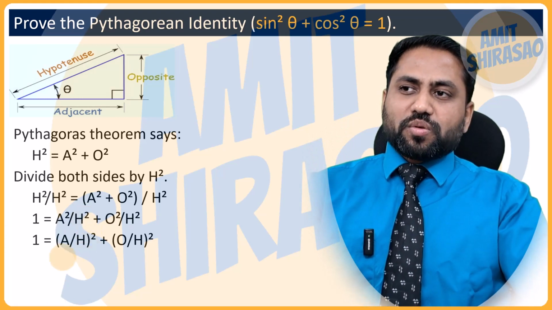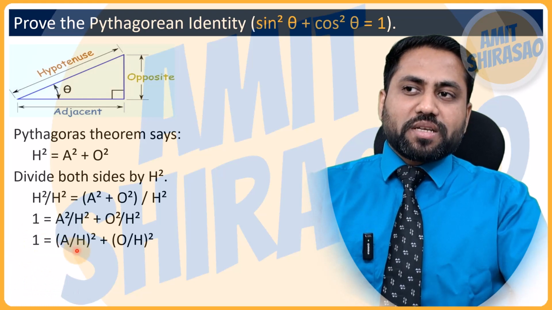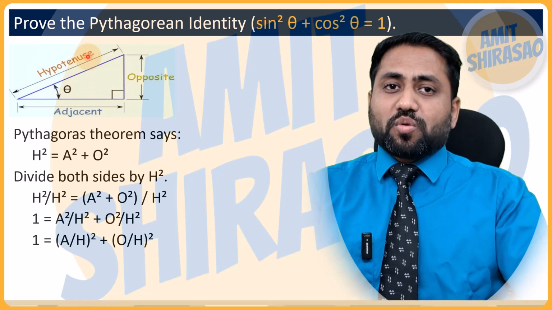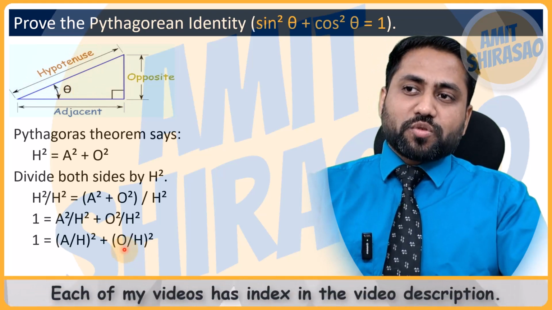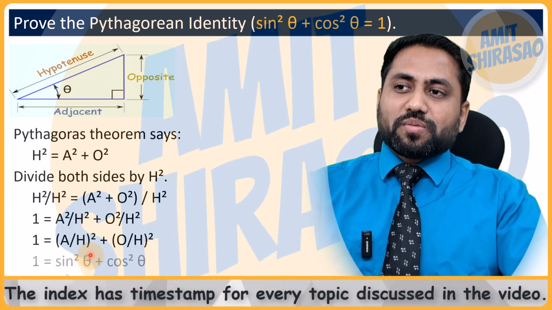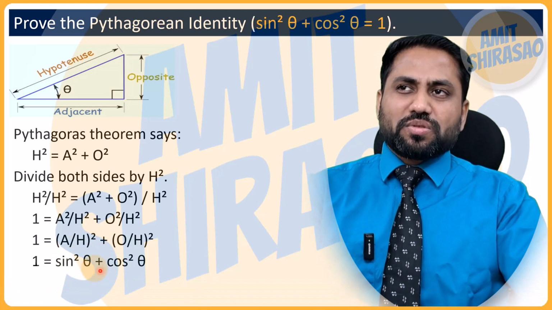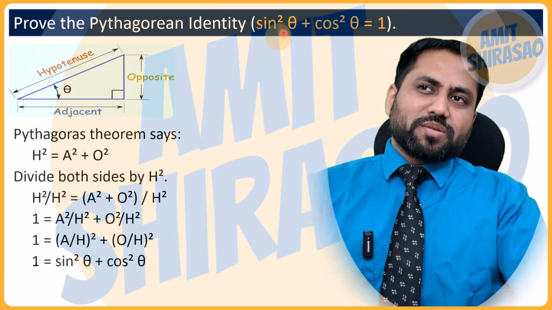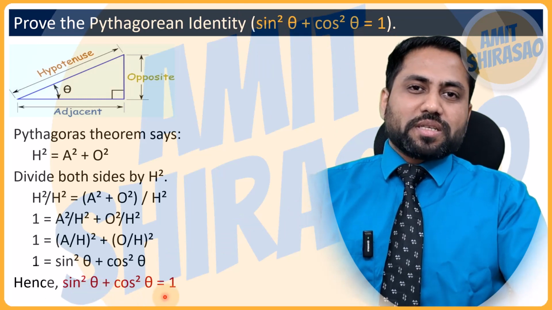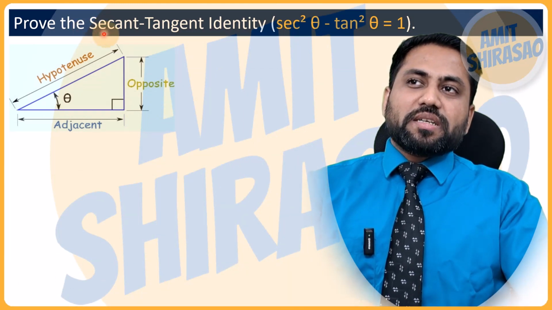But then you already know what a divided by h means, adjacent side upon hypotenuse. Do you remember? That is cos. And what is opposite divided by hypotenuse? It is sine. All right, so I've written it like this. I flipped it a bit just to show you that this formula looks better. That's why. So sine square theta plus cos square theta is equal to 1. Got the idea?